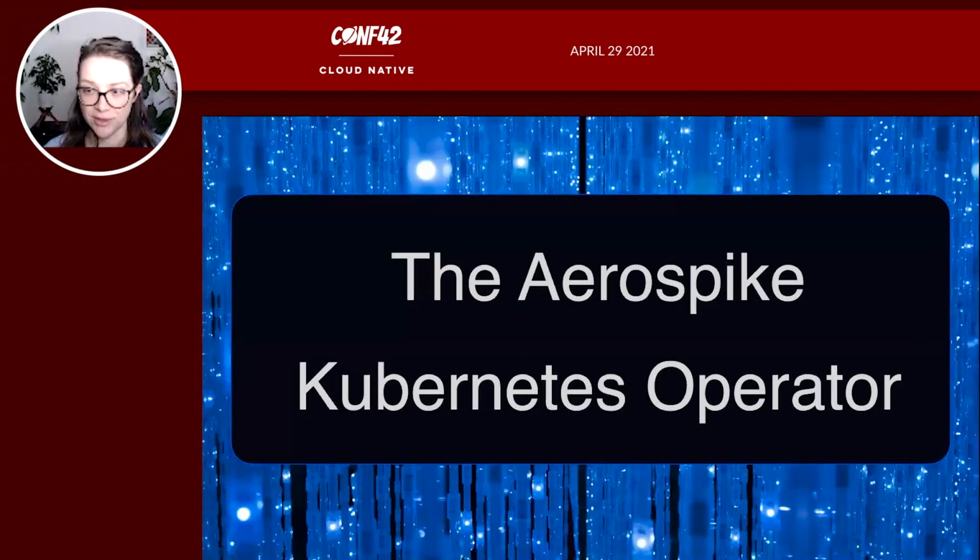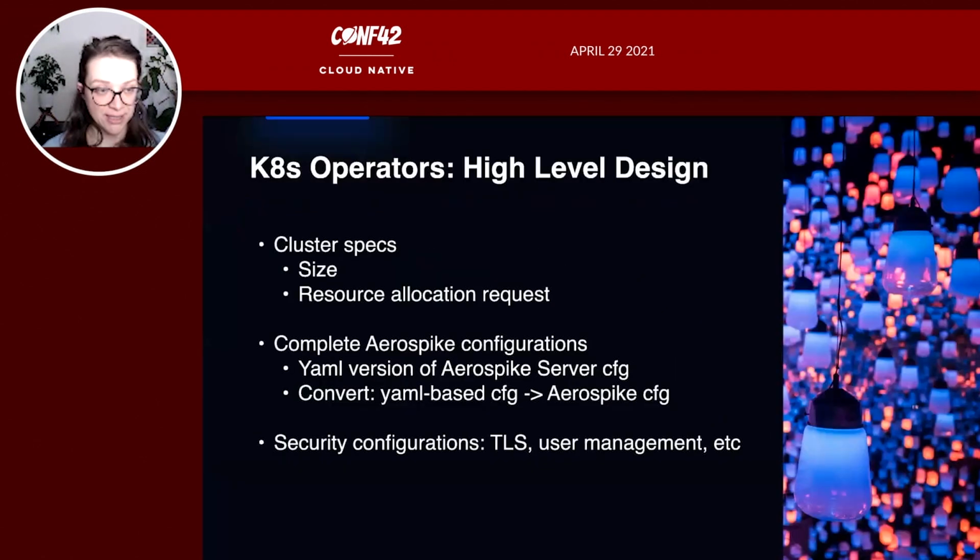So we talked a little bit about the database. Let's talk about the operator. The Kubernetes operator is driven by a single custom resource, CR, and it conforms with the operator custom resource definition, CRD. The cluster specs include things like the size, so the number of nodes per cluster, and the resource allocation request, for example, the CPU per node. It has the complete Aerospike configurations. For example, the YAML version of the Aerospike server configuration, converting the YAML-based configuration to the Aerospike version of it. And it handles the security configuration, TLS, user management, and so on.